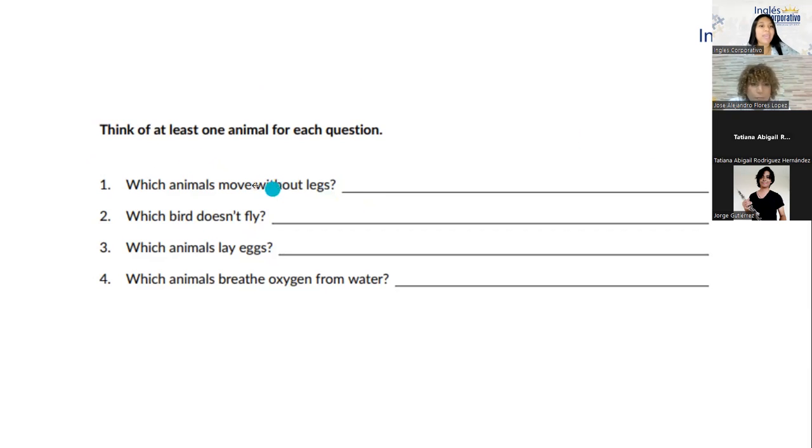All right, so let's see. Which bird doesn't fly? Chicken. Penguin. Okay, the chicken, okay. Turkey. The turkey, okay. Rabbit. Okay. ¿Cómo se dice? Pato. Dog. Very good. Yes. And which animals lay eggs? ¿Cuáles ponen huevos? Lay eggs, poner huevos. Chicken. Turkey. Snake. Birds, turtles, snakes.